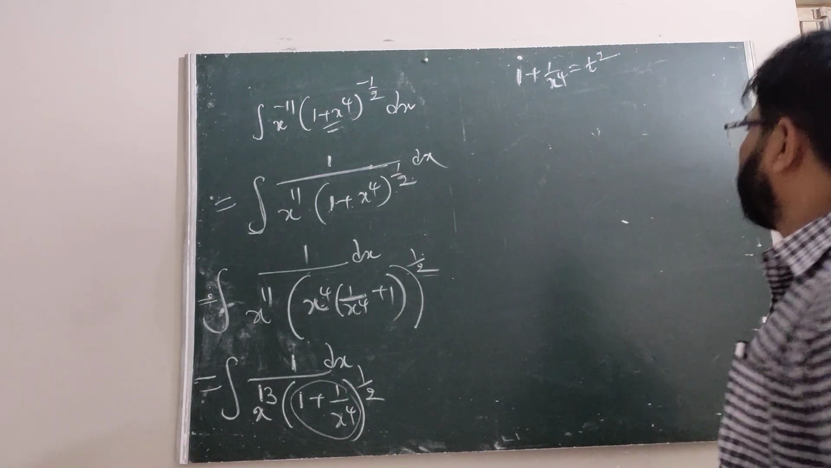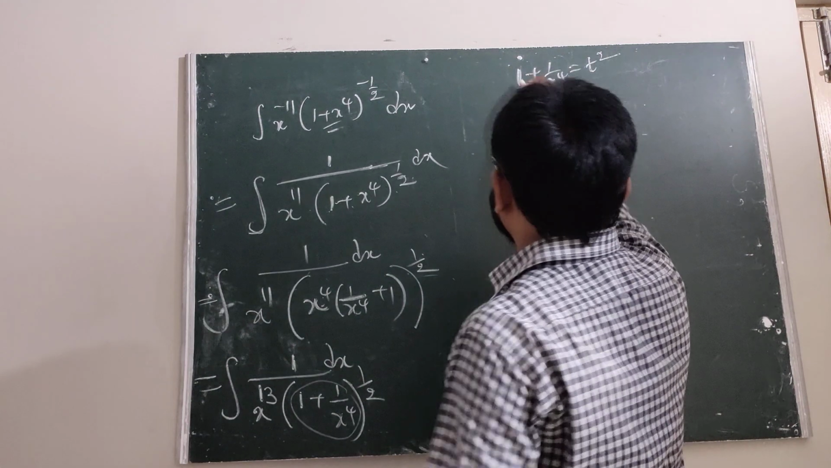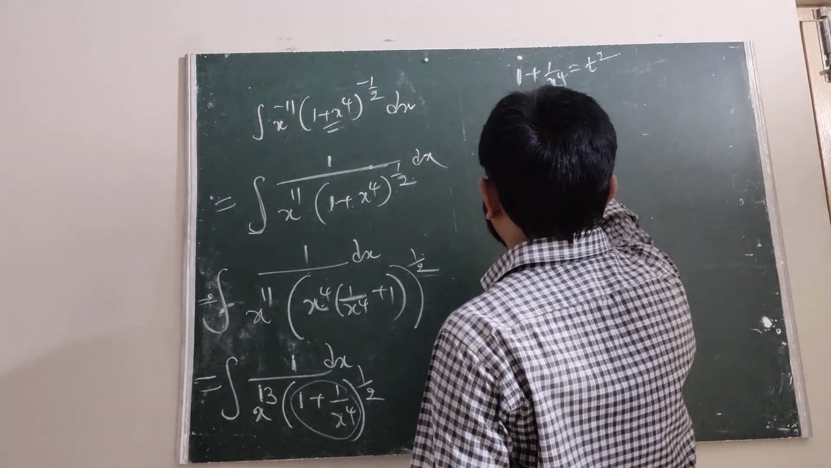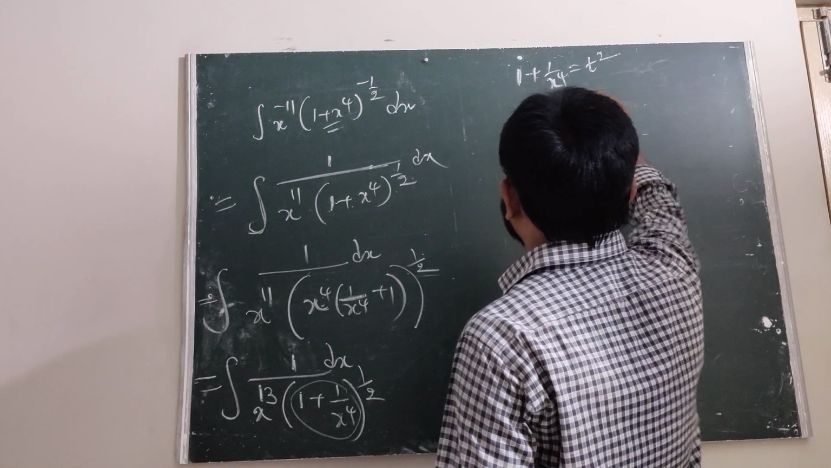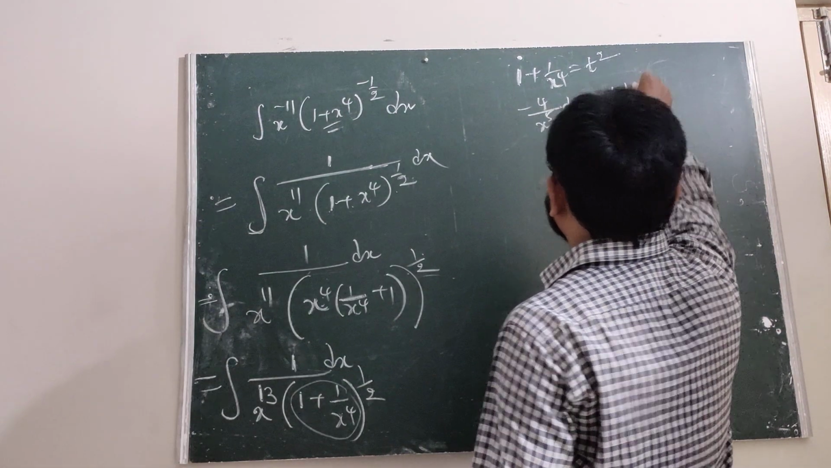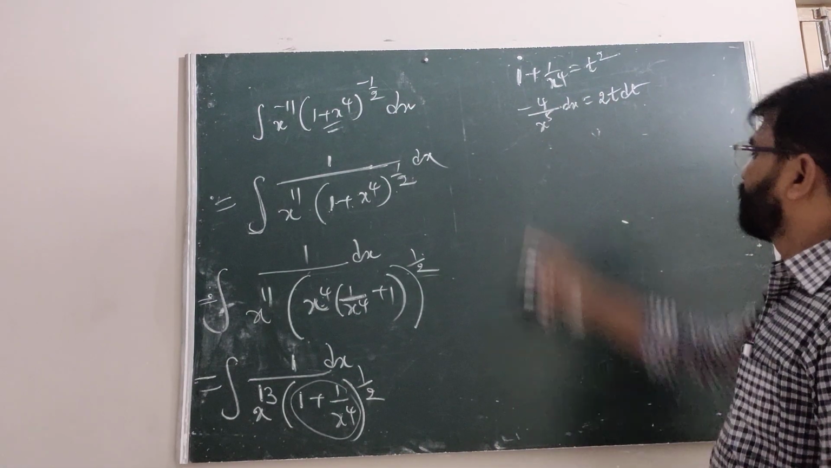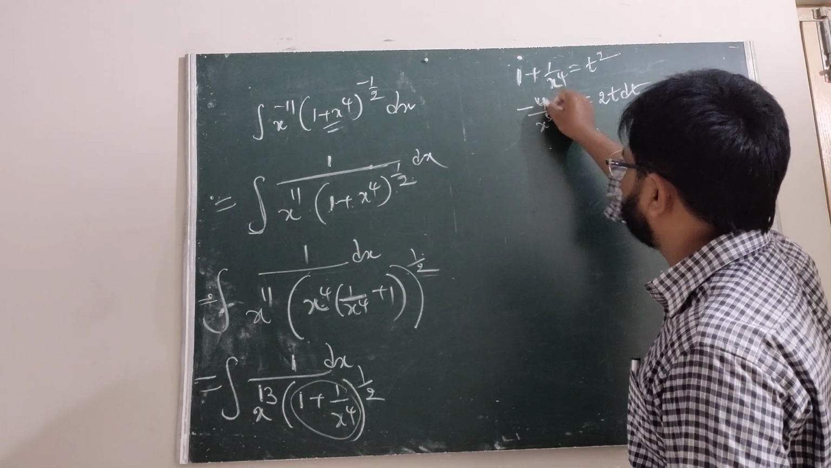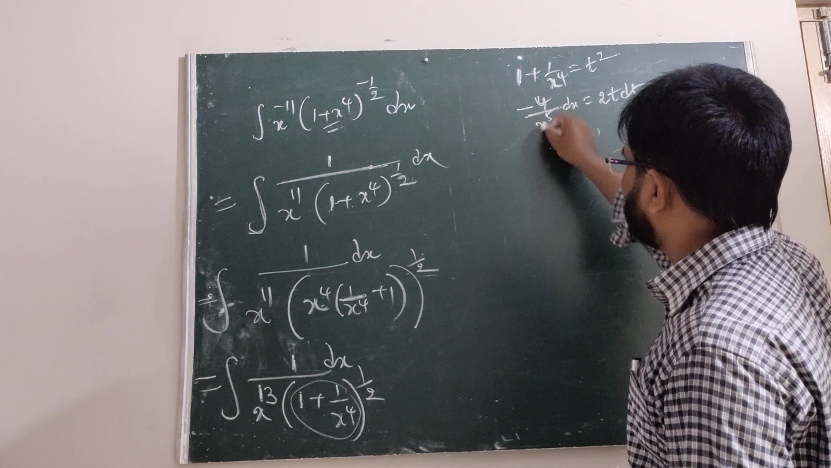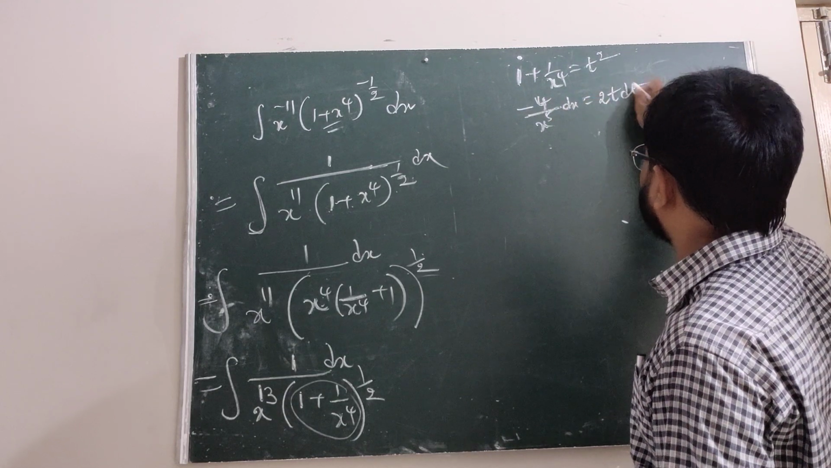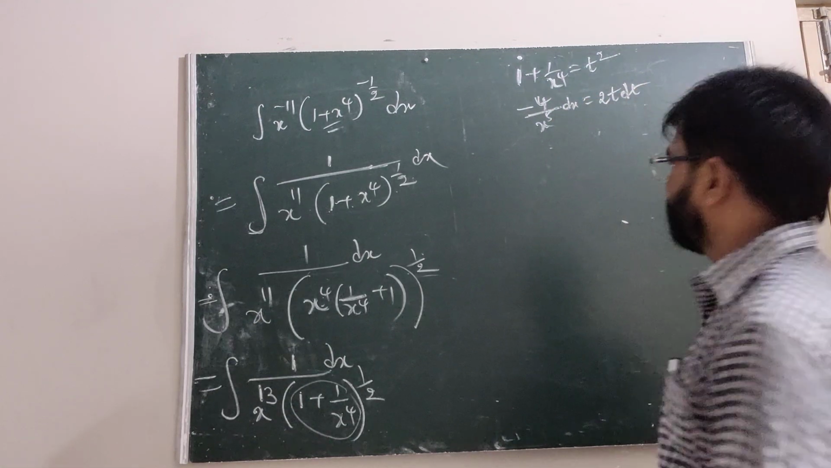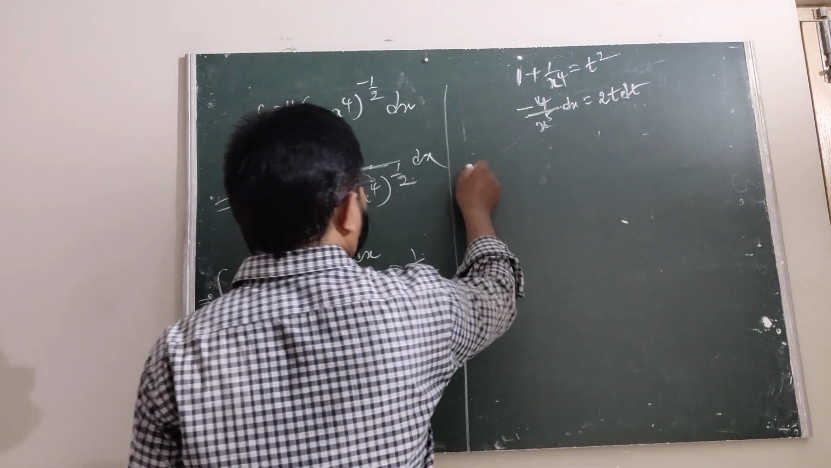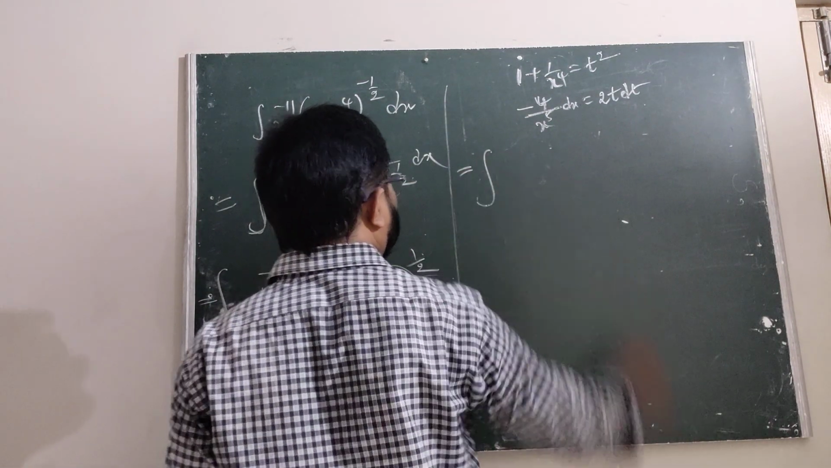Now differentiating with respect to x, the derivative of 1 is 0, this is minus 4 upon x power 5 dx equal to 2t dt. Is it clear? The derivative of 1 by x power 4 is minus of 4 by x power 5 into dx, which is 2t dt. Now these are substituted in this. Now we can write here the integral.